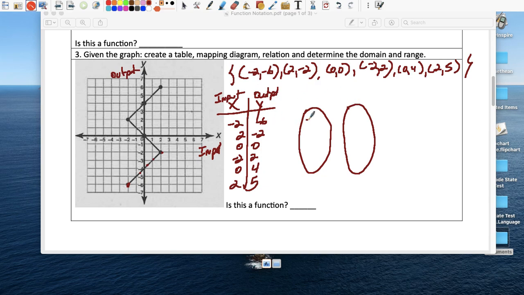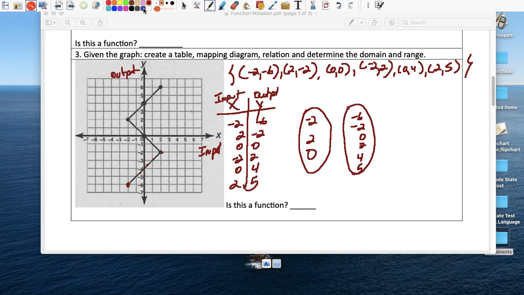So let me get -2, a 2, a 0. I already have a -2, I already have a 0 and a 2. So let me space this out: -2, a 2, and 0, because the numbers repeat, right? So over here I have -6, -2, 0, 2, 4, and 5.